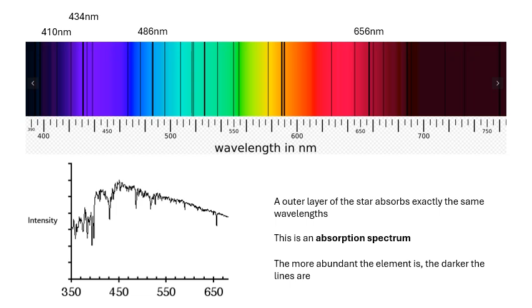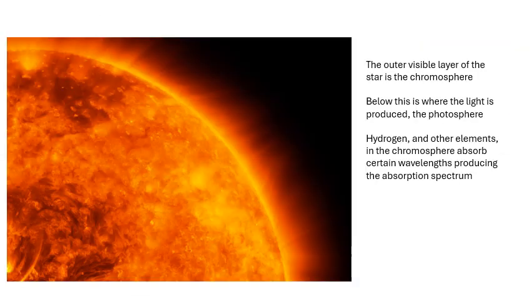If you look at the spectrum of light from a star, these black lines coming down, yes, they're the black lines on the diagram above. Okay, so this black line here is your hydrogen alpha, yeah, your 656 nanometers. Yeah, the outer layer of the sun, it's actually called the chromosphere. Below that, you've got the photosphere that produces lots of light, and then the chromosphere absorbs certain wavelengths, okay? And hydrogen and other elements in the chromosphere absorb certain wavelengths, producing the absorption spectrum.